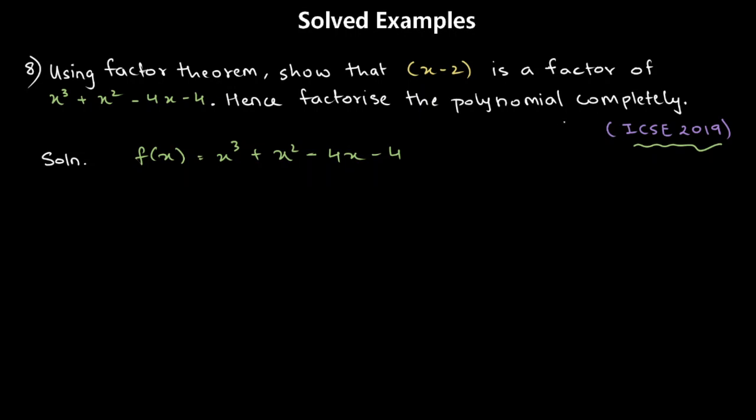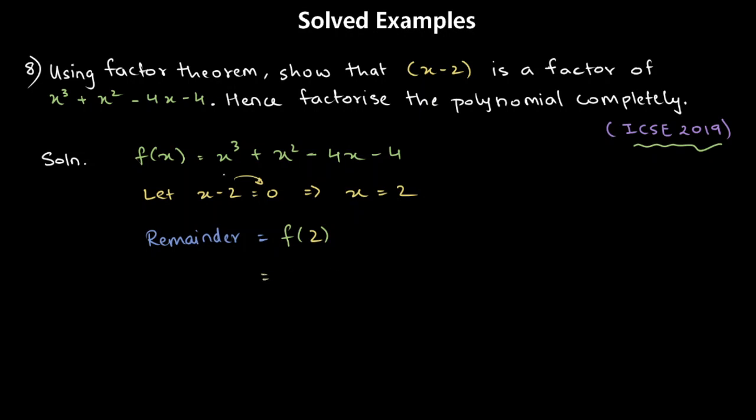Now remember, if you want to show something is a factor, all you need to do is show that the remainder is equal to 0, for which we will use the remainder theorem. For that purpose, I can say let x minus 2 equal to 0, which gives me the value of my variable x as 2. If I'm dividing f of x by x minus 2, I know by the remainder theorem that the remainder will be equal to f of 2. So let's solve and see what's the value of f of 2.